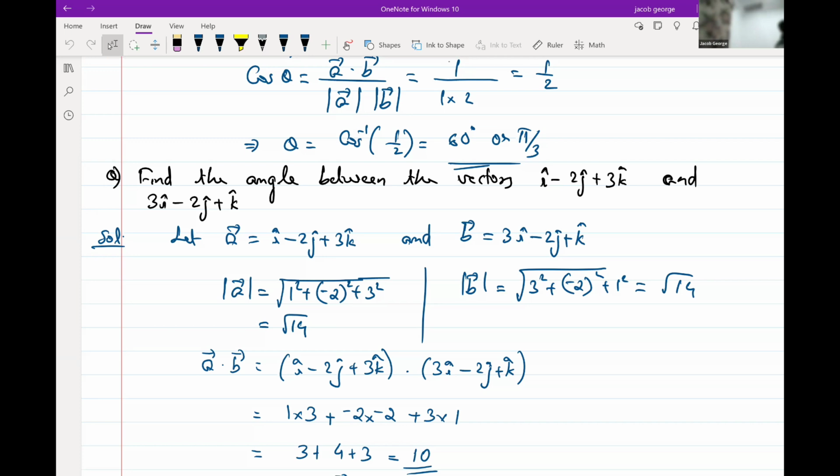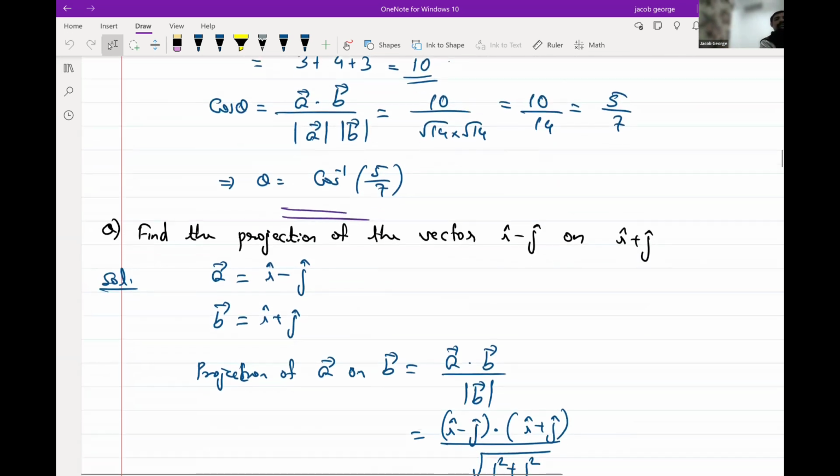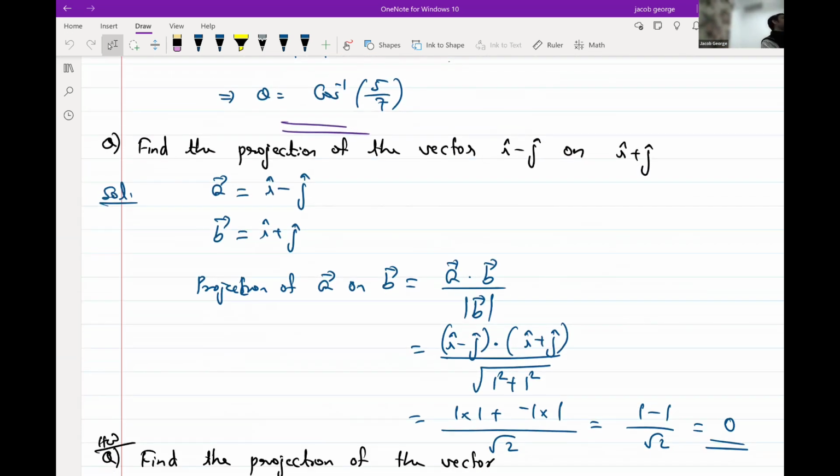Magnitude of vector B. Then we find A dot B. Is it clear? A dot B, how to find? Multiply the coefficient of I, coefficient of J, and coefficient of K. We get A dot B, then the cos theta formula. So both the questions are okay, right? To find cos theta.